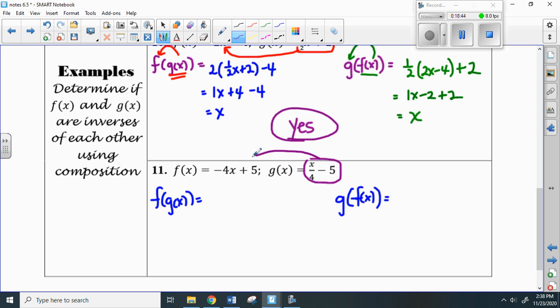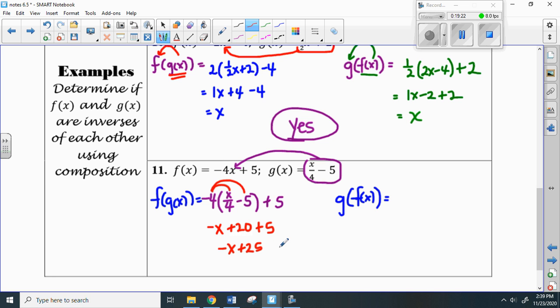So G is going to go into F in place of X. So -4 times, we're going to put all this stuff in, and then we're going to add 5. Okay? Now, when you distribute -4 times x divided by 4, the 4's can cancel, but I still have to do the negative times the x. And then -4 times -5. All right, and hopefully you can see right away that you definitely do not get positive x.